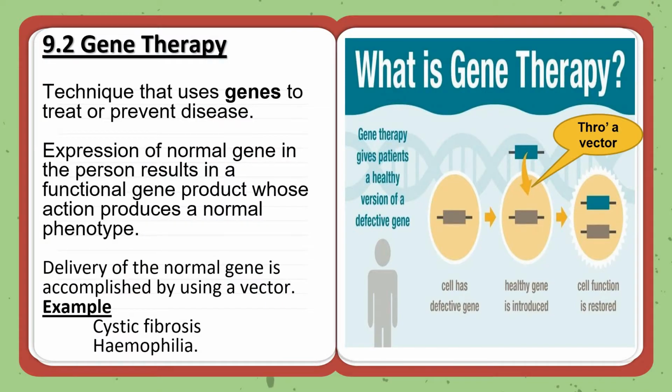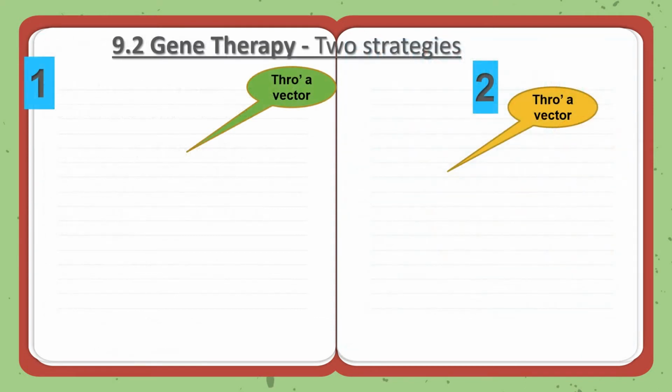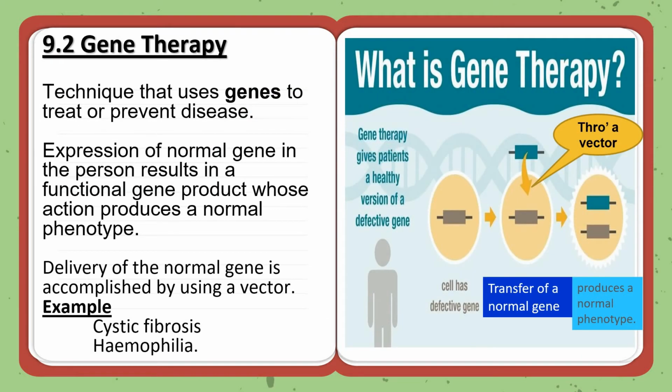Students, 9.2 gene therapy. What do you mean by gene therapy? Why is it required? Consider a person infected by a disease. So what do we do? We take medicine and thereby give the treatment. But in the case of a hereditary disease, a genetic disorder, what can we do? Here we have to treat the genes. So gene therapy is a technique that uses genes to treat or prevent the disease. In the picture itself, it is very clearly given what the meaning of gene therapy is.